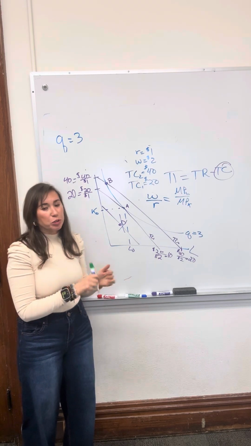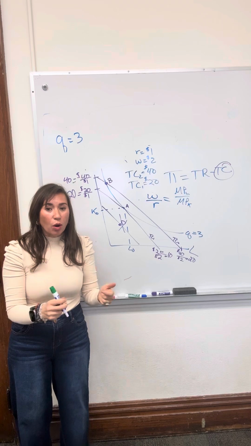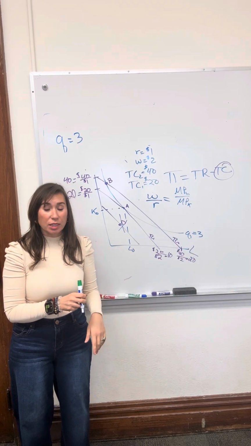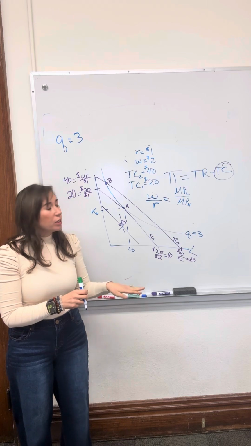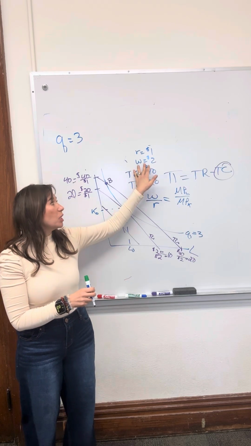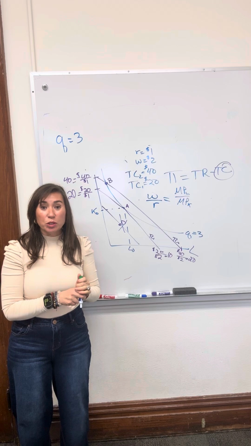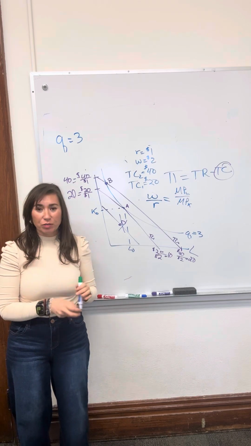So whenever there's a point of tangency, we're always going to minimize the cost to produce that particular quantity in the marketplace. What we'll look at in subsequent videos is what happens when, say, wage rates change and how that's going to lead to a new combination of labor and capital.